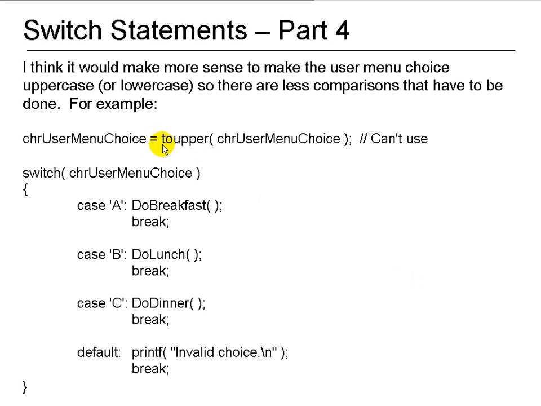So for example, there is a built-in function called toUppercase, and what that will do is convert a menu choice variable, whatever the user enters, to uppercase, and then you assign it back to the variable, and then you just have to check A, B, or C, which means much cleaner code.